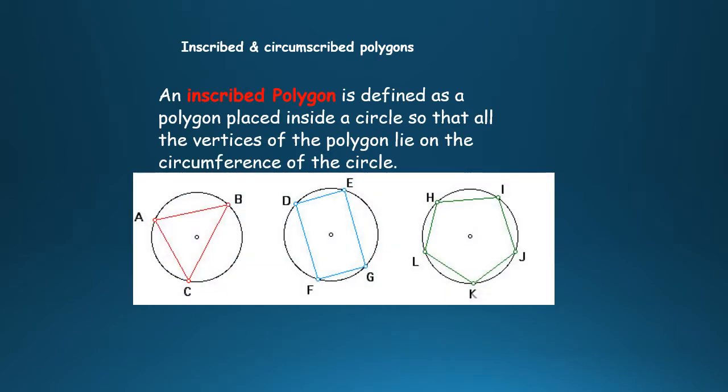You can see each one of these, starting at the left with the triangle, the rectangle in the center, and the pentagon over on the right hand side, all touch the circle with their vertices. All the sides form chords of these inscribed polygons. A chord is defined as a line that goes straight from one point on a circle to another.